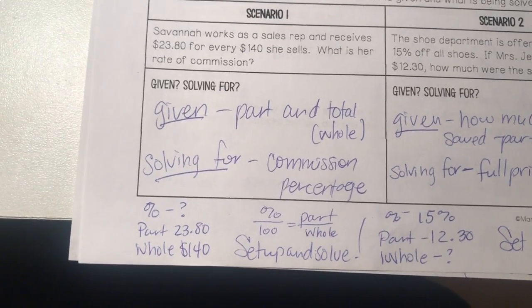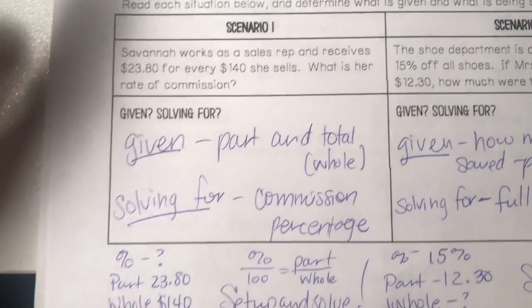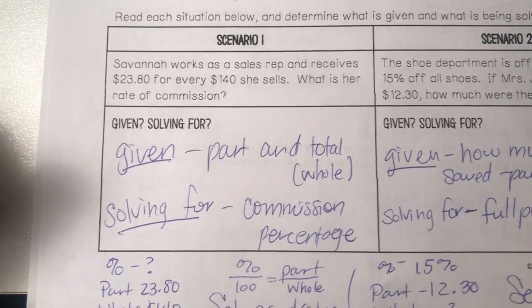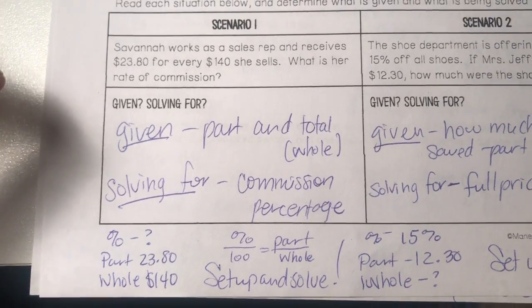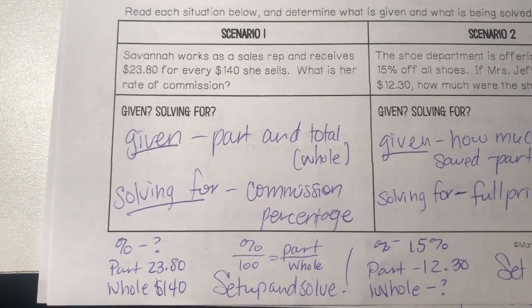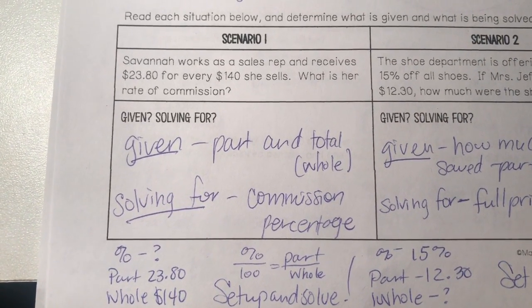And this is going right back to what we already know. Percent over 100 is equal to part over whole. You just need to know rate of commission would be the percentage. And so we're given the part and the whole as discussed, and you can set this up and solve it. So pause the video now and set up and solve and figure out what percent commission this sales rep is making.